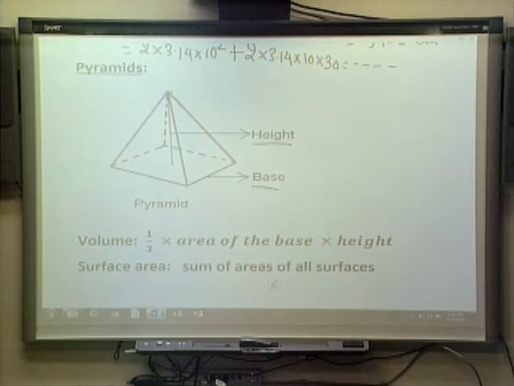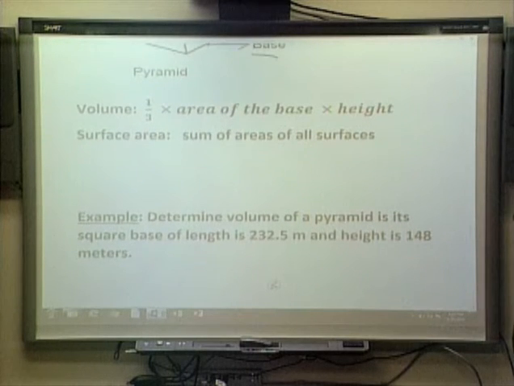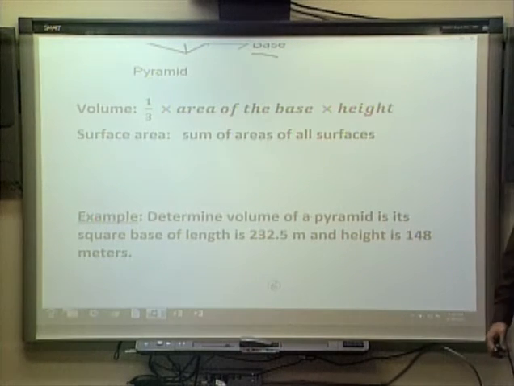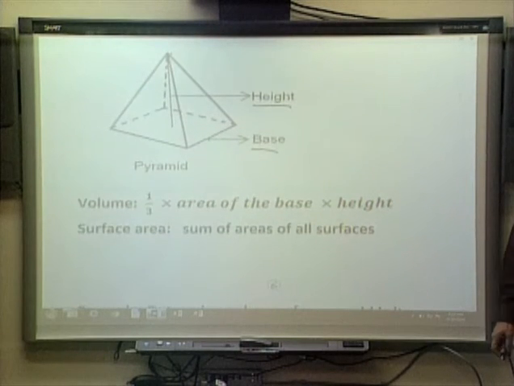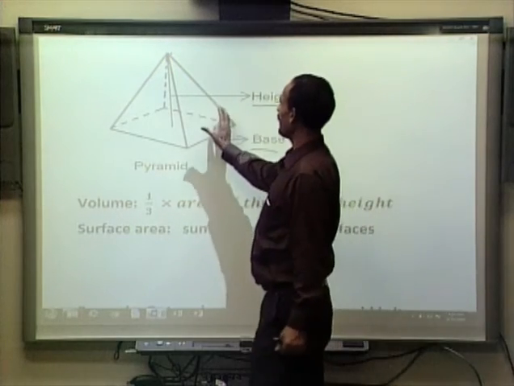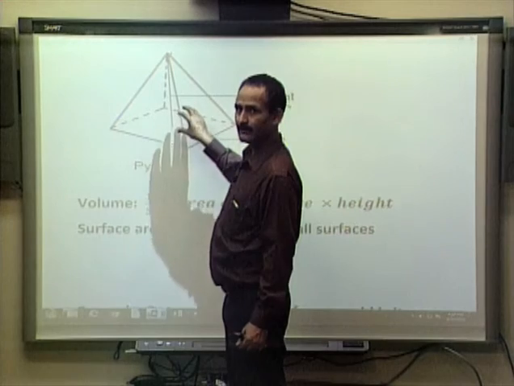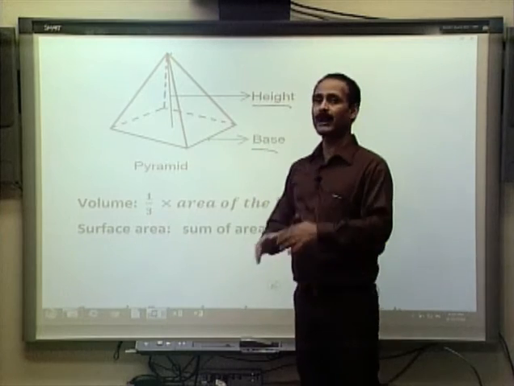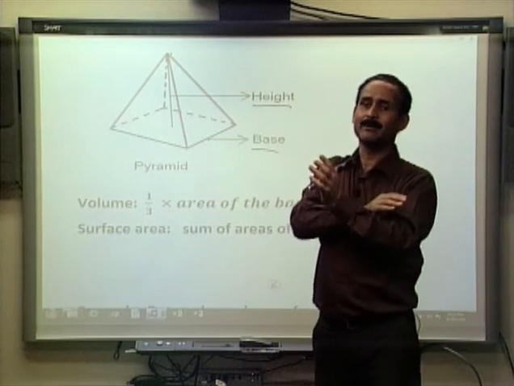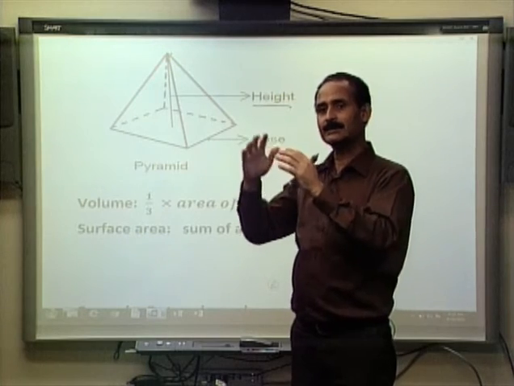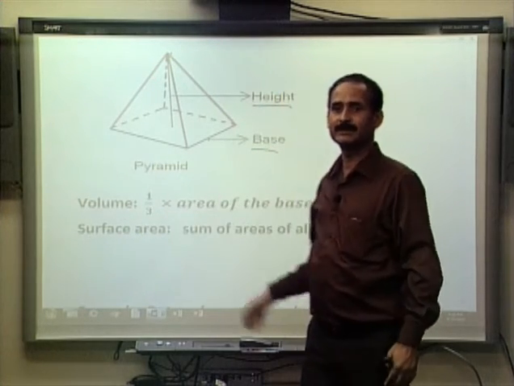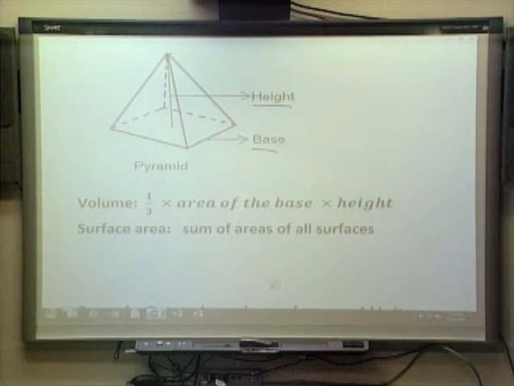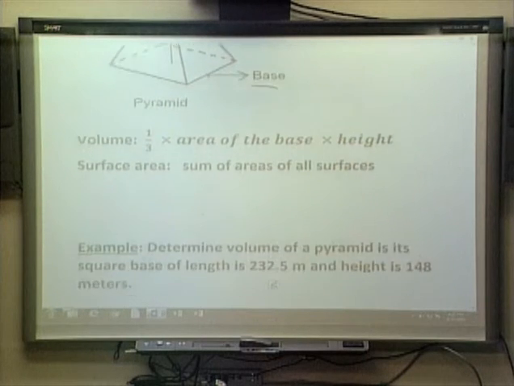The volume of a pyramid is given by 1/3 times area of the base times height. And in order to find the surface area of the pyramid, we have to find the area of each of the triangles and even the base. Base can be any polygon, by the way, so we can have any number of faces in the pyramid. If we add the areas of each face with the base, then we get the surface area of the pyramid. So, it is the sum of areas of all surfaces.